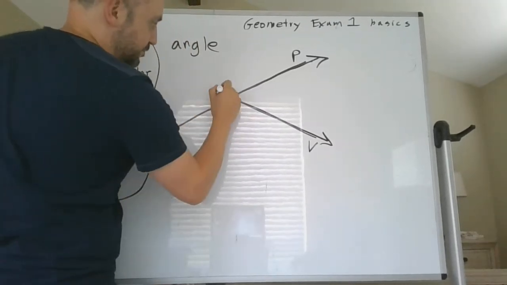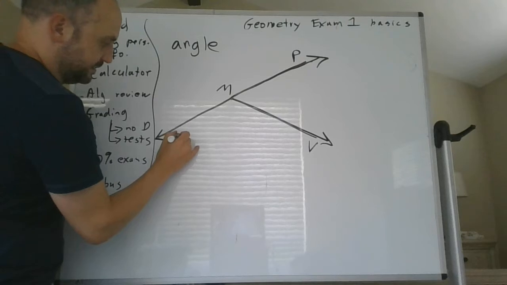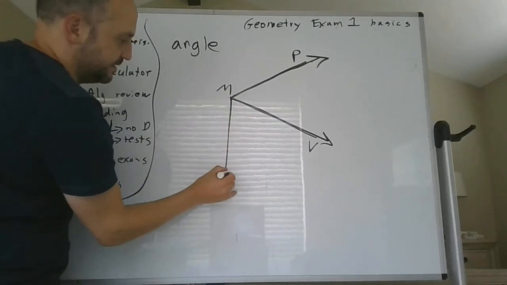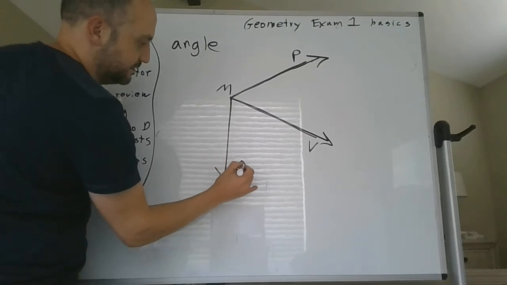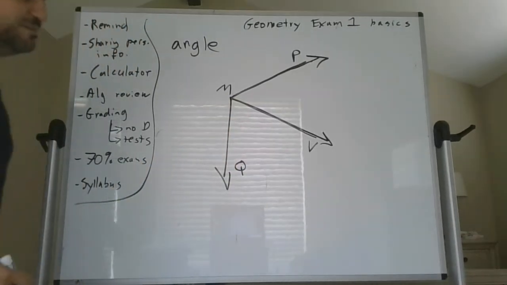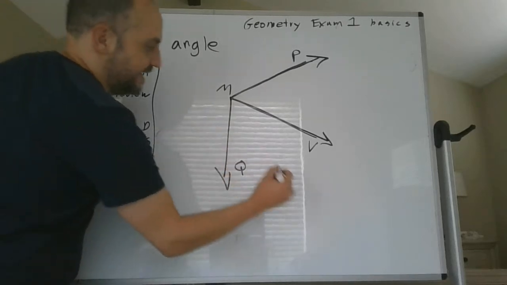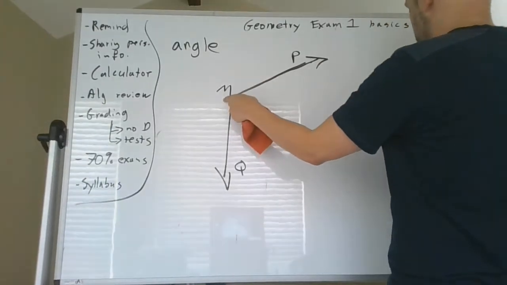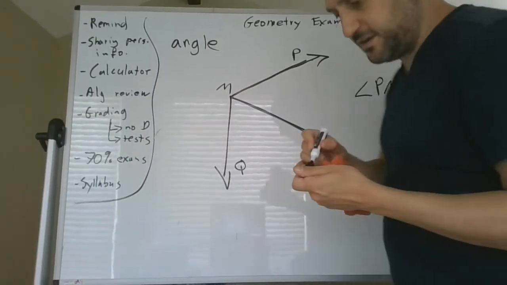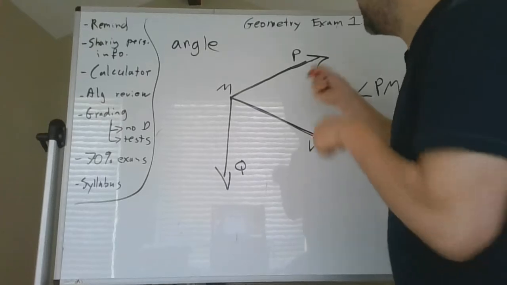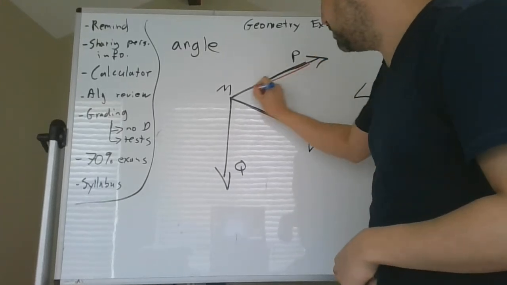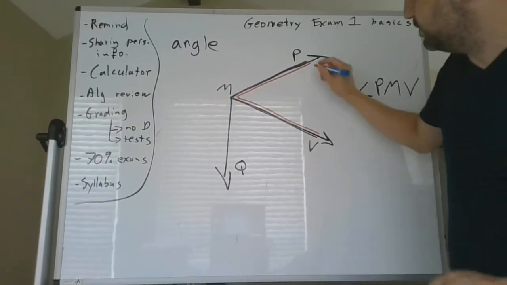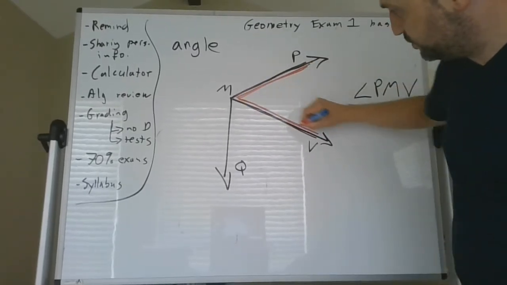Extend this out, put another ray here, and let me go like this, put another ray here, and I'll call this... okay, so here's the problem now. If I were to tell you angle PMV, that's very clear. We know what PMV is. I'm just going to trace it, PMV. That is very clear, no question what angle I'm talking about. I'm talking about this angle that goes PMV.